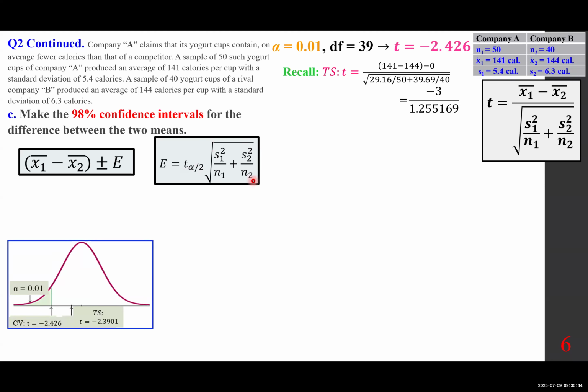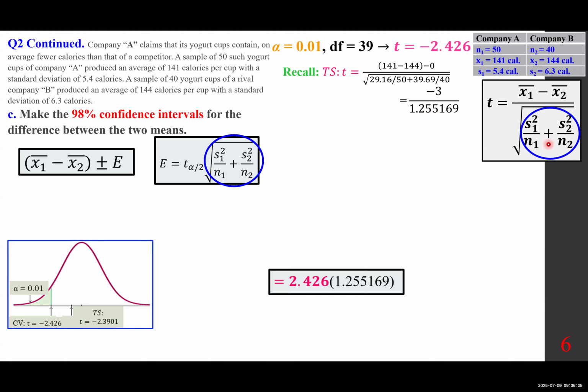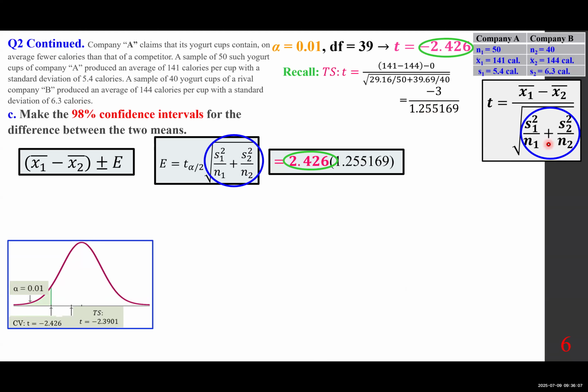What about this one? Notice this is identical to the denominator here. That's why I wrote the test statistic as the numerator -3, denominator 1.255169. I don't have to recalculate anything or look up the t. I already have the t. I already have the denominator, which is identical to that. I use that and I come up with the value of.